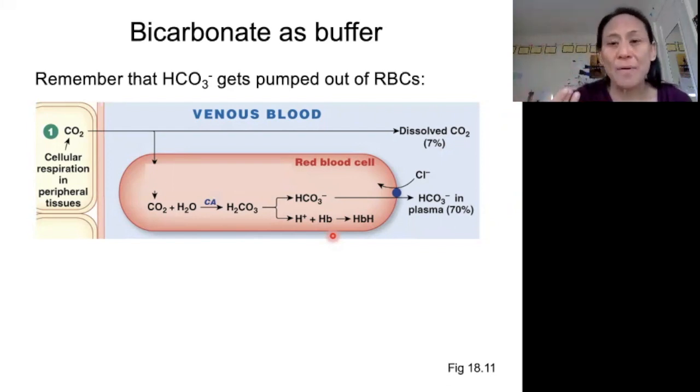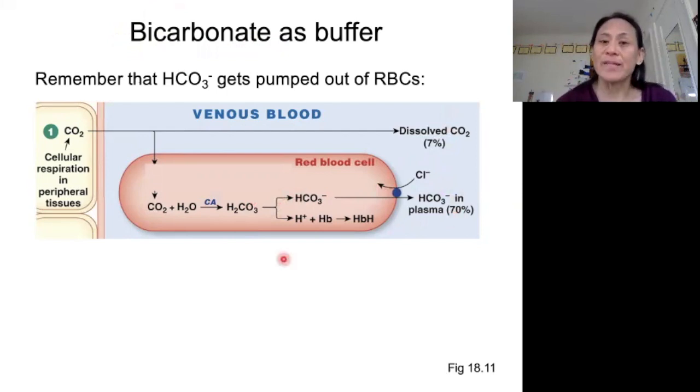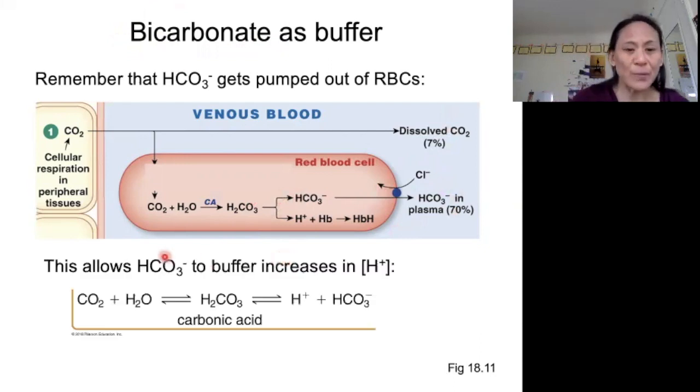Okay, so that's what our buffers in our bodies are going to be doing. Here is an example of our buffer, bicarbonate. I want to remind you that we generate bicarbonate in our red blood cells, and then it gets pumped out into the plasma. There, when it's in the plasma, it acts as a buffer for pH changes. So let's take a look at this example here.